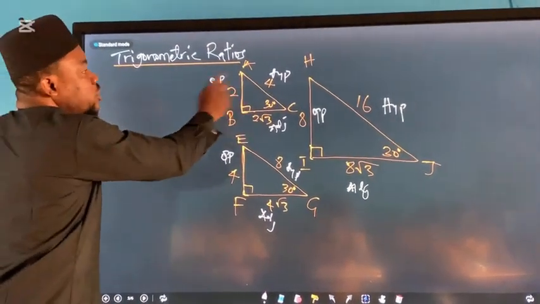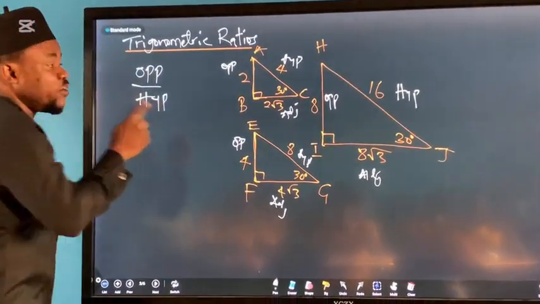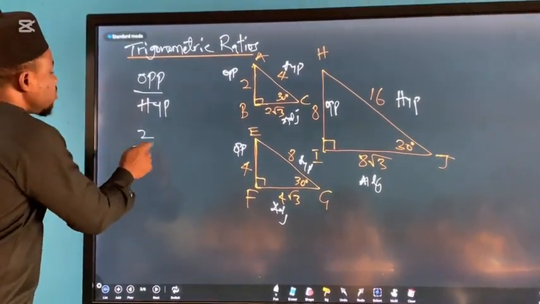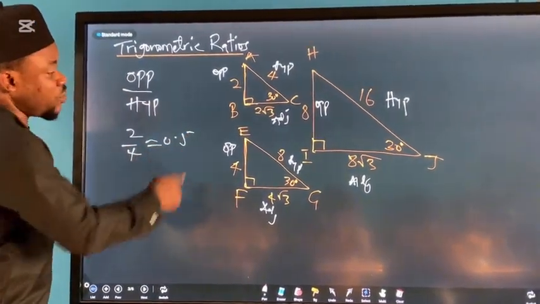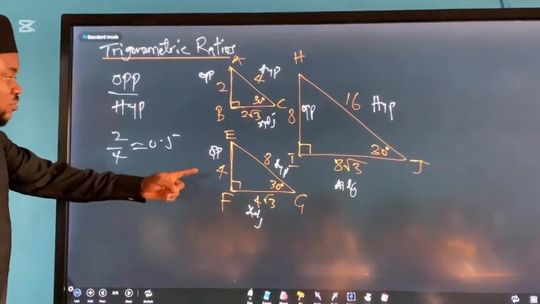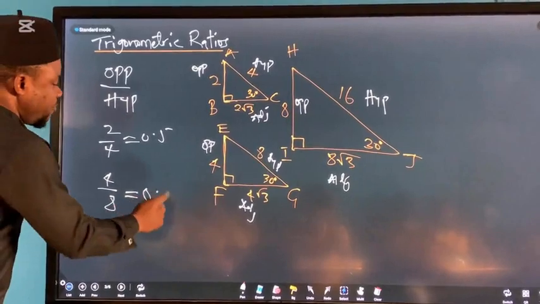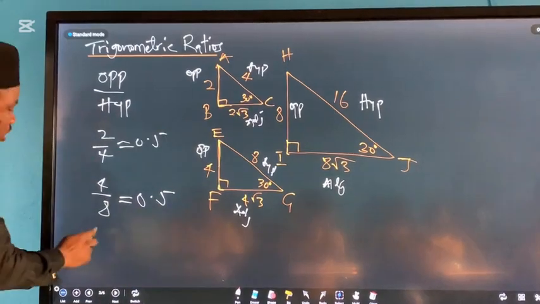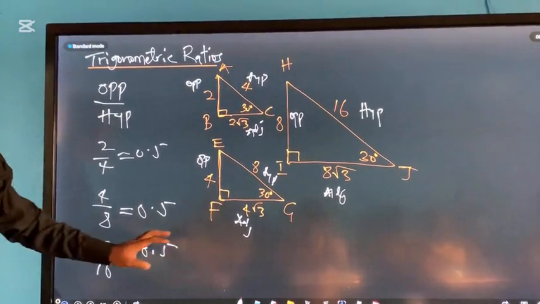Because if you check here, what do I have? If I'm doing opposite over hypotenuse, for the first one it is 2 over 4, am I right? And 2 over 4 is what? 0.5. For the second one, quickly, 4 over 8. And 4 over 8 is what? 0.5. And then 8 over 16, which is the what? 0.5. I get what I'm saying?